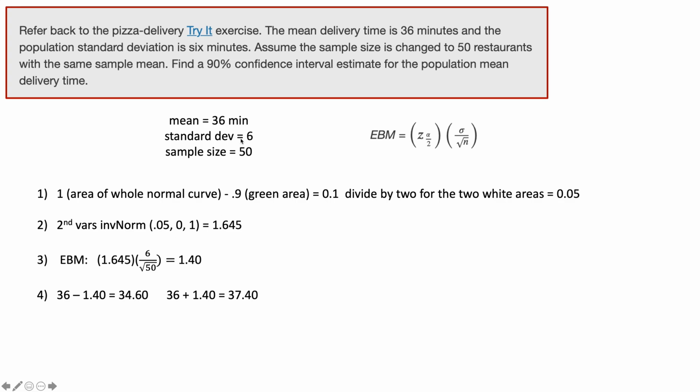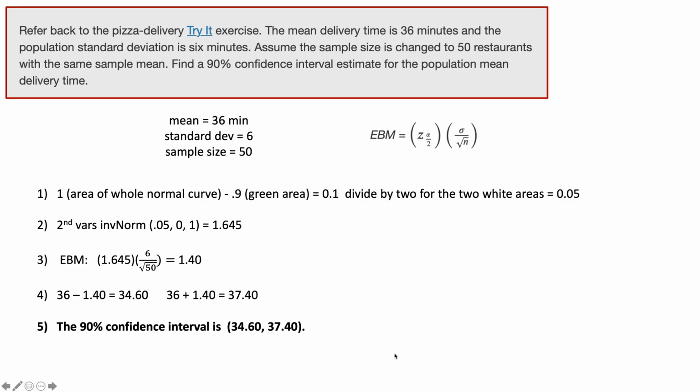Since the mean was 36, it's always 36, the mean, minus the error bound, 1.4, which is 34.60, and 36 plus the error bound, which gives you 37.40. How do you write the answer? The 90% confidence interval is the interval from parenthesis 34.6 comma 37.4.